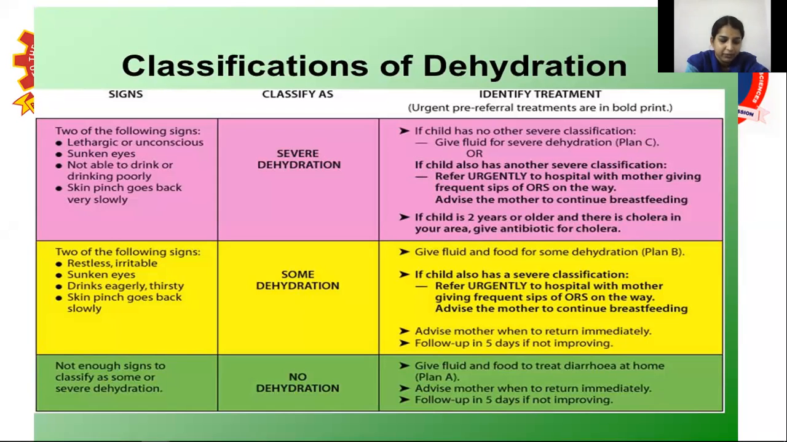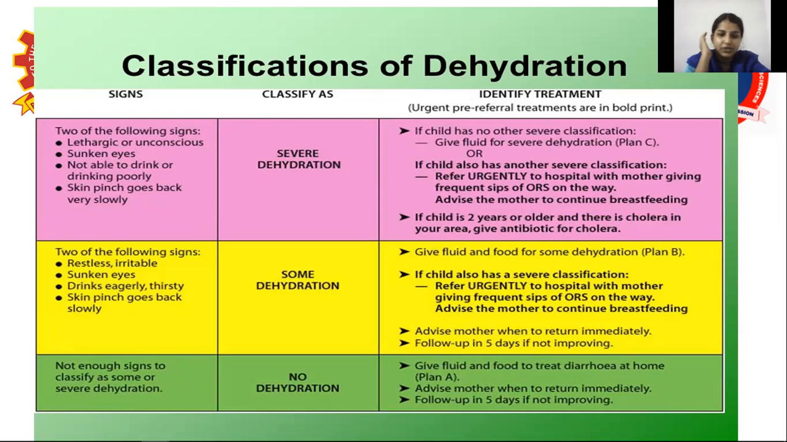Some dehydration has two or more of the following signs: restlessness, the child is irritable, the child has sunken eyes, and drinks eagerly or thirstily, and skin pinch goes back slowly. If any two of these are present, then it is classified as some dehydration, and the plan is plan B. Severe dehydration: any two of the following signs are present, like lethargy or unconsciousness, sunken eyes, not able to drink or drinking poorly, skin pinch goes back very slowly. So this goes under plan C.